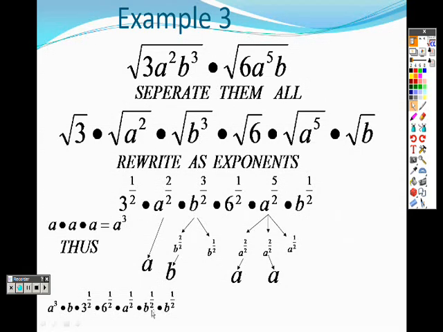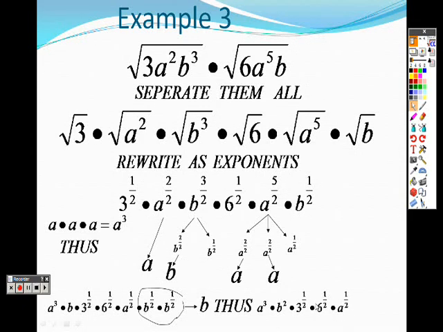Well, I notice right here I have 2 b's. What is b to the 1/2 and b to the 1/2? Add the exponents together. 1/2 plus 1/2 is a whole. So that gives you 1 whole b, which means that also goes out in front. So b times b is b squared. So now that's all I have left.